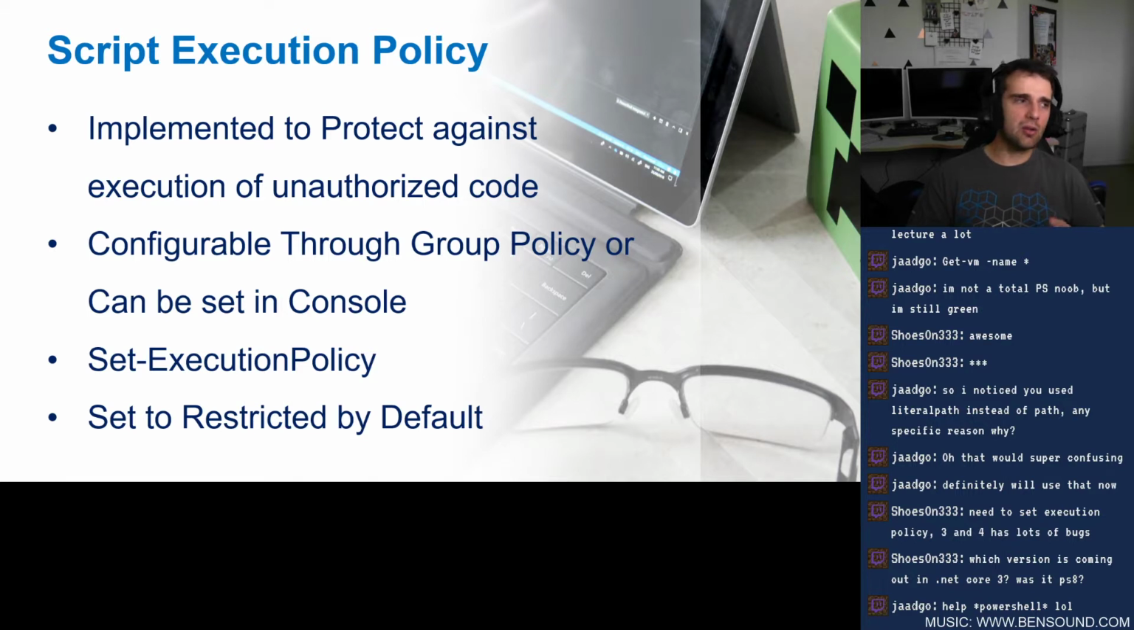To combat viruses written in PowerShell, Microsoft implemented the script execution policy. It's configurable through group policy, or it can be set in the console. What that does is, when you're initially running PowerShell scripts on a freshly built Windows machine, it just won't work. Now, yes, you can get around it. There are things you can do, but initially you need to use Set-ExecutionPolicy, the cmdlet, to change that. So we can just quickly demo that.